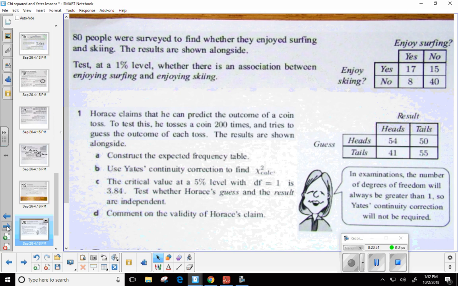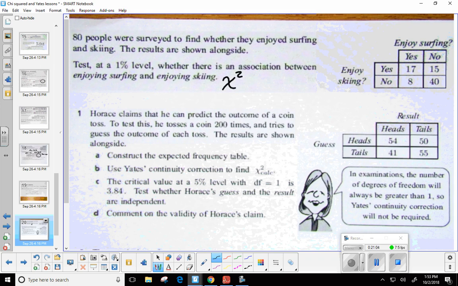80 people were surveyed to find whether they enjoyed surfing and skiing. The results are shown alongside. All right, so we have a 2x2 table, so we definitely want to go ahead and use the Yates continuity correction. Test at a 1% level whether there is an association between enjoying surfing and enjoying skiing. Okay, so let's see here. First off, Gabby, you still have that out, right? We're testing it at 1% with a DF of 1. So what's the critical value?